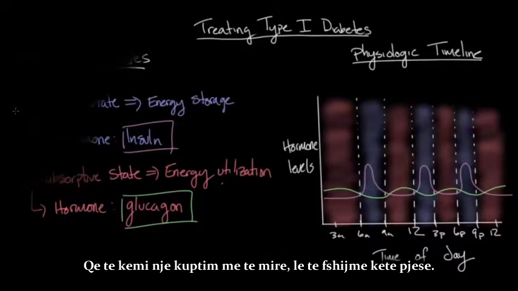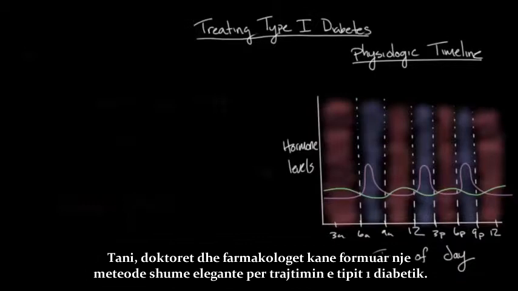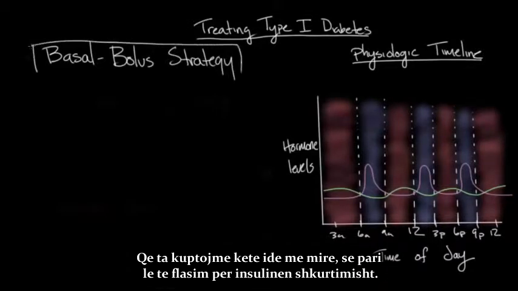To get a better understanding of this, let's erase some of our work. Now, fortunately, physicians and pharmacologists have created a very elegant method for treating type 1 diabetes, and this method is known as the basal bolus strategy. And in order to understand this concept a little bit better, let's first talk briefly about insulin.